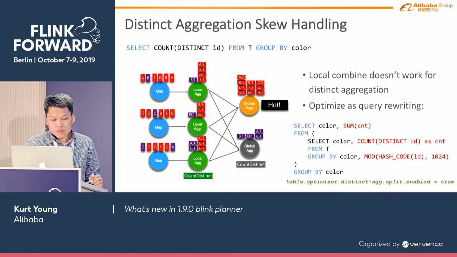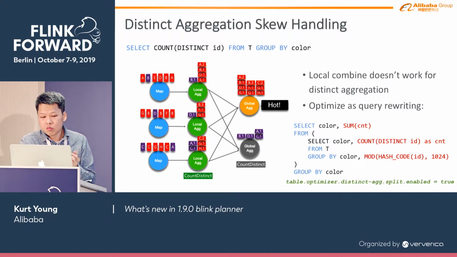So combined with the local aggregation as well as this query rewriting, I would not say we solve all the skew problems we see in aggregation, but most of them, I guess.